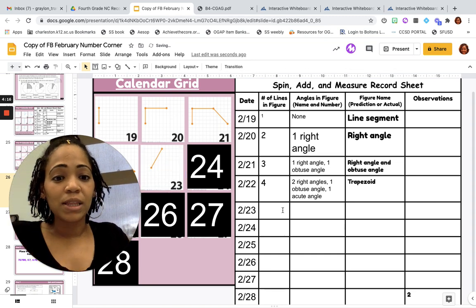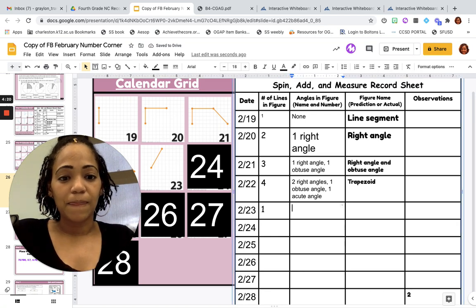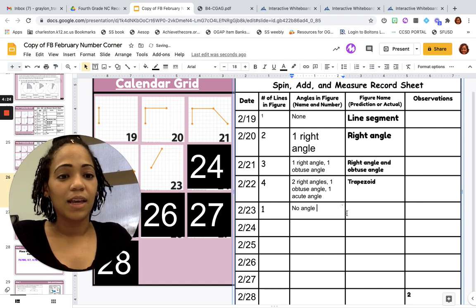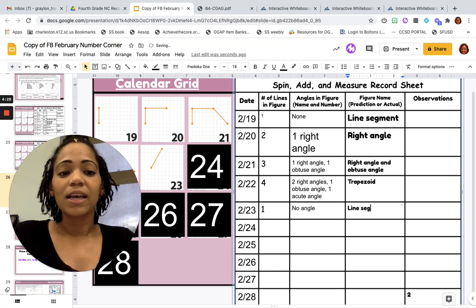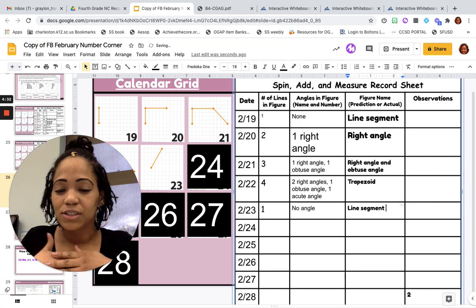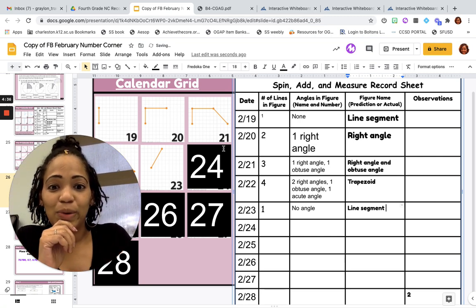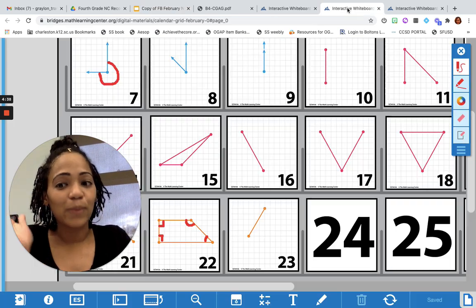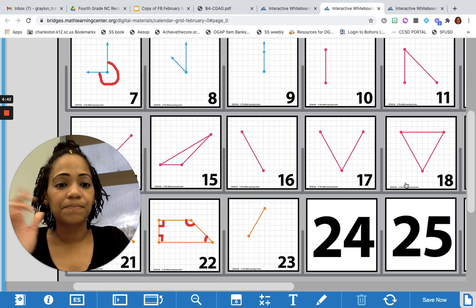Now we just have 1 line segment again. 1, no angles. And it is called just that, a line segment. And a line segment is just a piece of a line. It doesn't go on forever in both directions, and we would know that with the little arrows that would have been shown. So let's see what today's calendar marker would look like.